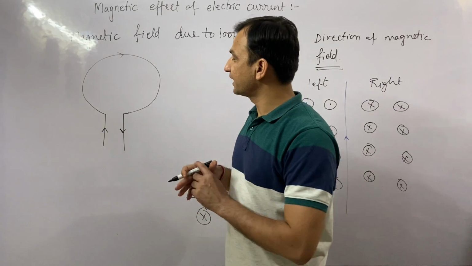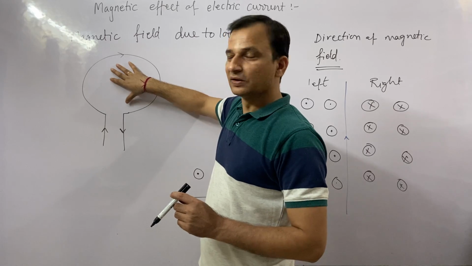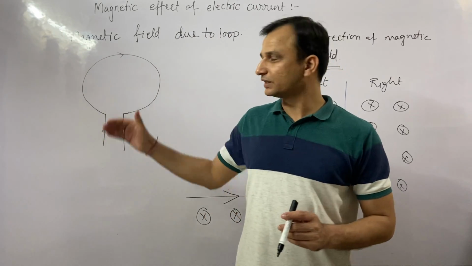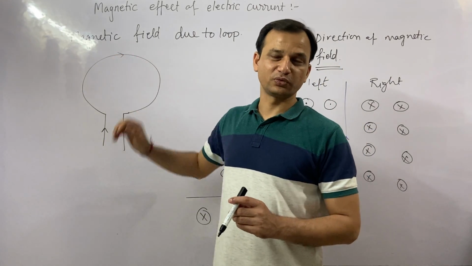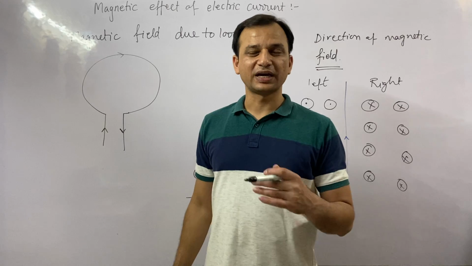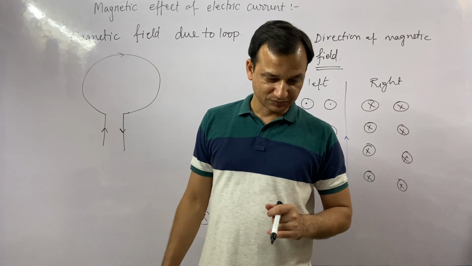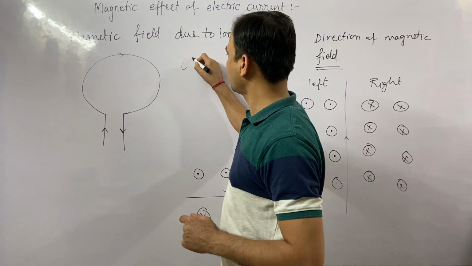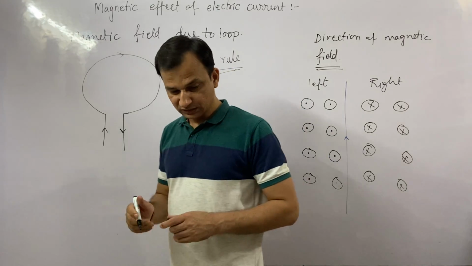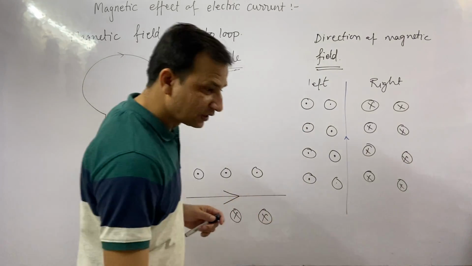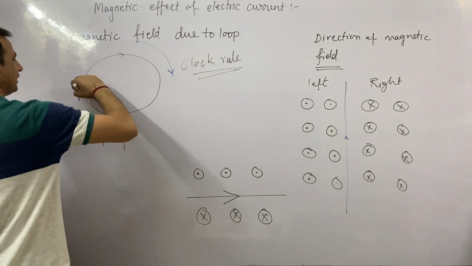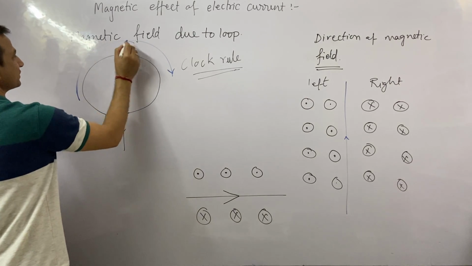Now to find the direction of magnetic field within this loop and outside of the loop, you can use the right hand thumb rule. But sometimes, because this is bent, you do not want to use the right hand thumb rule, then you can use a simple rule, and that is called the clock rule. And what is that clock rule? Let me explain it to you. So imagine this current is flowing clockwise. And as I have represented here, the current is flowing clockwise.